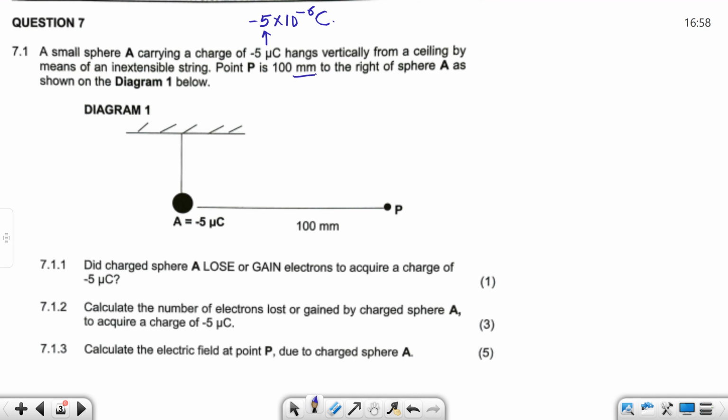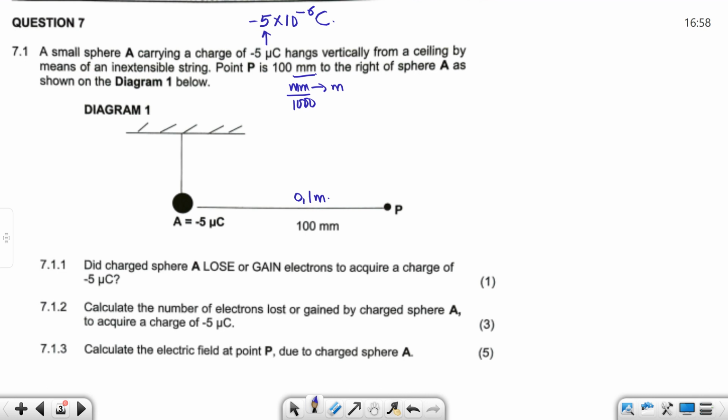Another problem. How do we convert millimeters to meters? We divide by 1,000. So take note. Millimeters to meters, it's over 1,000. So what is 100 divided by 1,000? 0.1. So please let's take note of all of these conversions. To the right of sphere A as shown in the diagram.